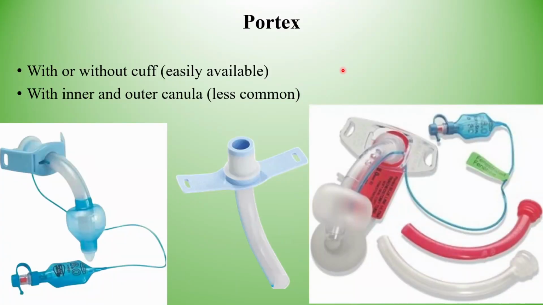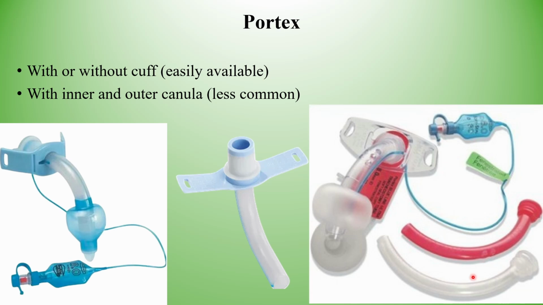The Portex tube can be with or without cuff. This is the cuff and this is without cuff. It is easily available and the most commonly used tracheostomy tube. Some less commonly available ones are those with two tubes. This is the inner tube and this is the outer tube. These both are inner tubes and this is the outer tube with cuff.